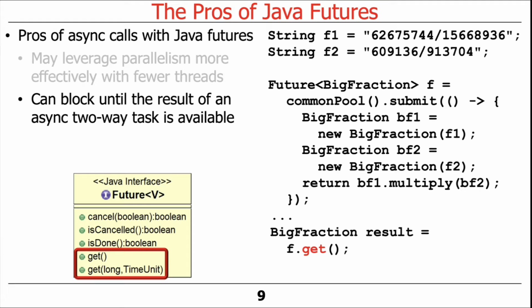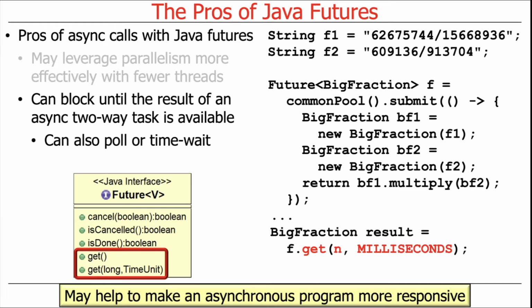The other thing you can do with Java futures is block until the results of asynchronous two-way tasks are available. We saw that example when we talked about the use case in practice for the big fraction multiplication. So you can call get, or you can call get with some kind of time unit and some kind of timeout amount. The idea of this, by the way, is to help make your asynchronous programs more responsive by not blocking for an undue amount of time. If it's going to take a long time for something to run, you might want to do a timed wait. If you get lucky, you get the result, you wrap up, or you go on to the next phase. If you don't get lucky, you go off and do something else until you come back around again and try to get the result.